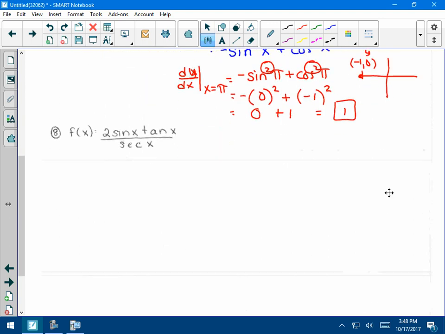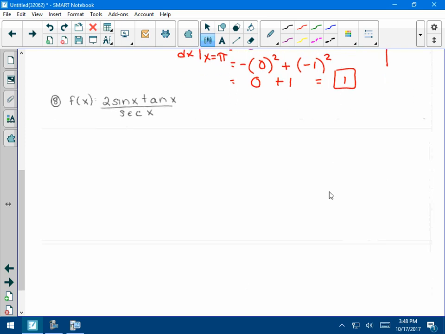Okay, last one like this, and we got to talk about something new. This one's a tricky one. 2 sine x tan x all over secant x. I could think of this as, hopefully you're seeing, quotient rule. So I would have f prime of x equals the bottom, secant of x, times the derivative of the top.